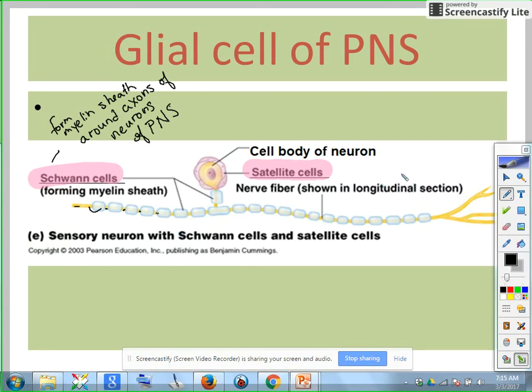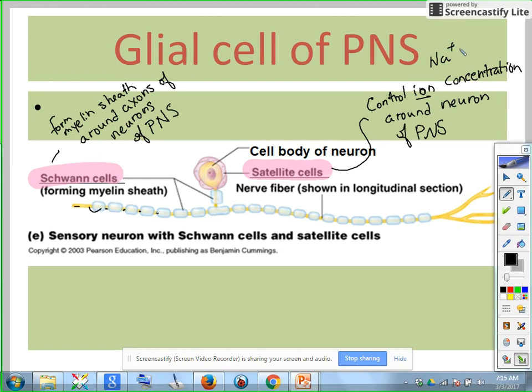All right, satellite cells, these pink ones right here, all around here, satellite cells. Satellite cells control ion concentration around neurons of the PNS. Ion concentration, what ions? Sodium ions and potassium ions.